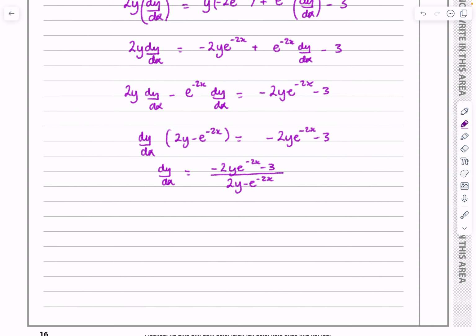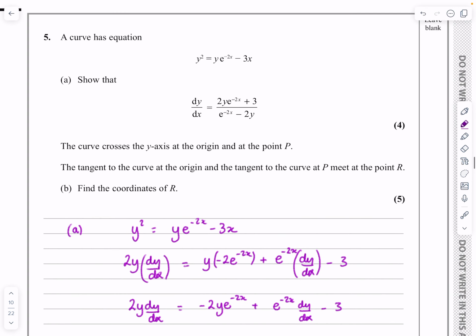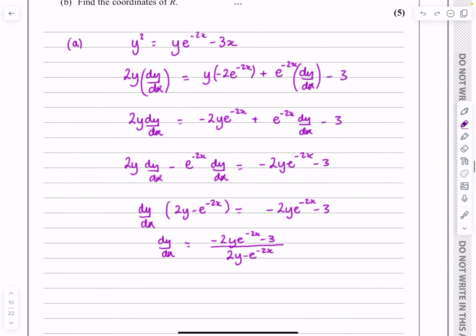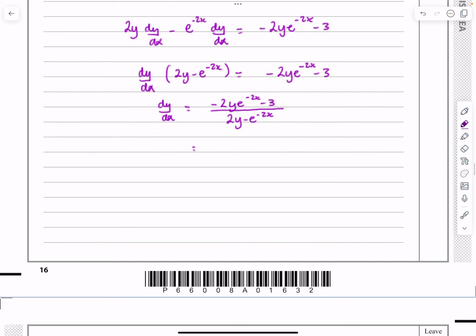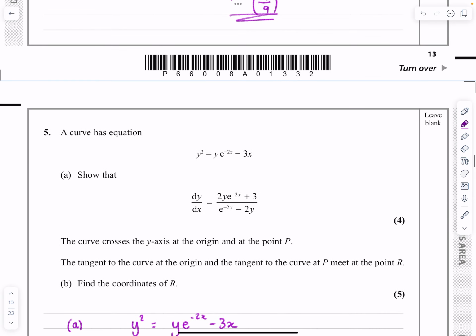And then if we look at the answer, yeah, that's not a surprise. On the top here, they haven't got any negatives. So if I just multiply the numerator and the denominator by minus 1, I actually get 2y e to the minus 2x plus 3 on the top. But in order to do that, I need to just flip the denominator to e to the minus 2x minus 2y. I've only written it like that because that's actually what they were trying to get me to do in that first part. So we've got the differential, and now what?